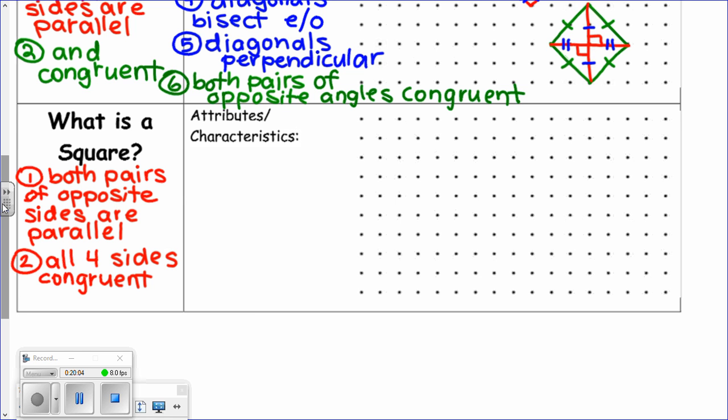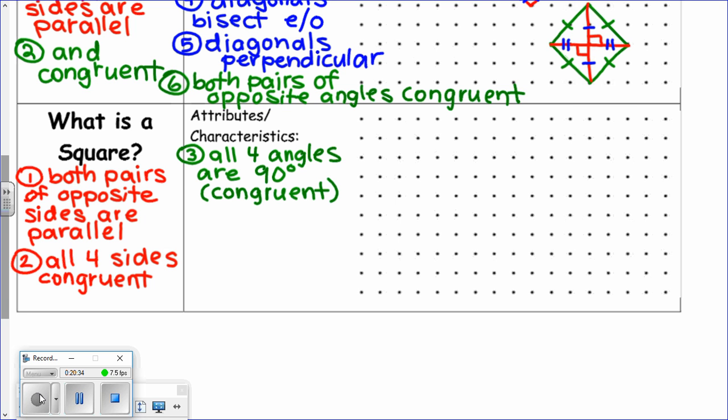The thing that makes a square special or different from a rhombus, though, is that a square also has four right angles. So all four angles are 90 degrees. That was not always true with a rhombus. Because all four angles are 90 degrees, that means they're all the same. So all four of our angles are congruent. We can use our math vocabulary to describe that.